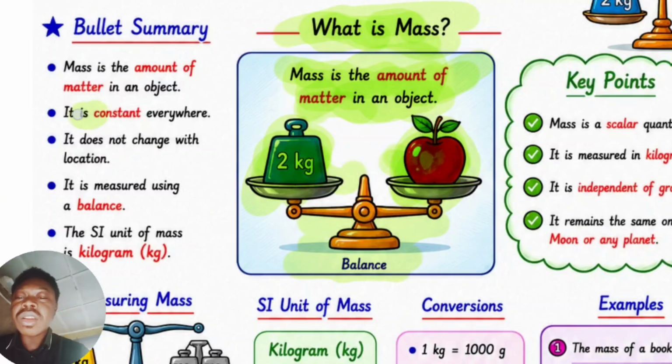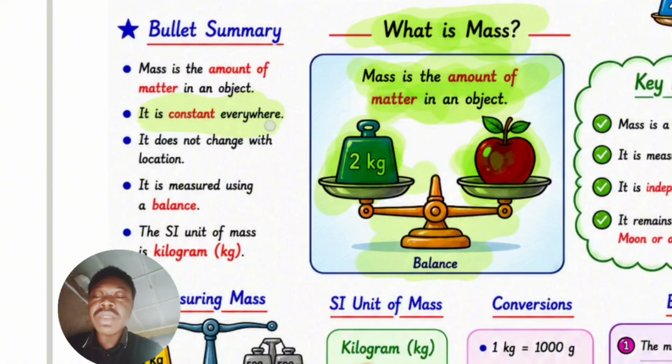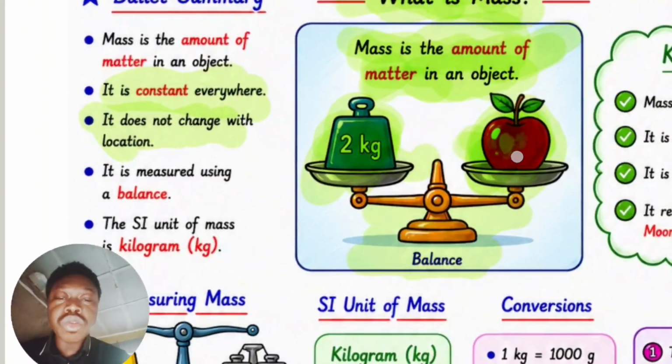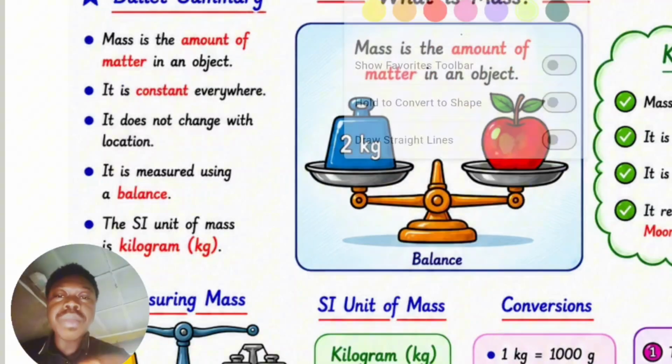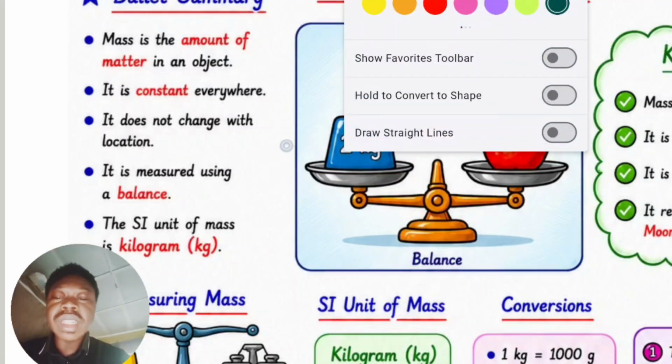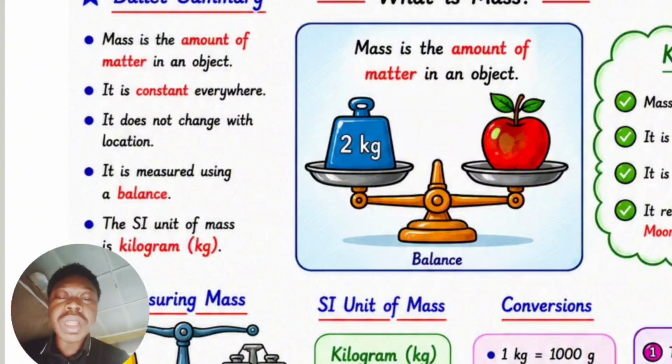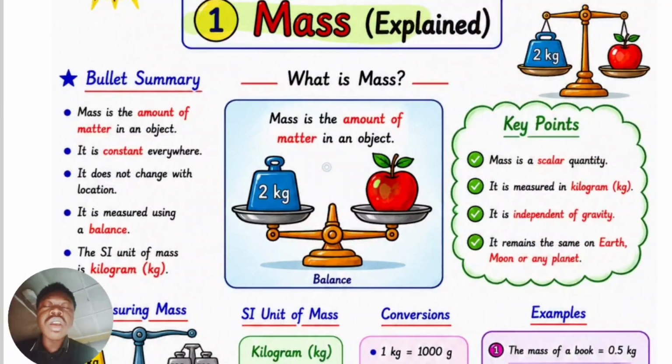So it is constant everywhere. Mass is constant everywhere. It does not change with location. Anywhere you take this apple to, either in Nigeria, in UK, in US, any country at all, this apple will remain as 2 kg, or this object will remain as 2 kg wherever you take it to. But the only difference here is this: when you consider weight, then there will be little changes to this particular value. Hence, it is measured using a balance.